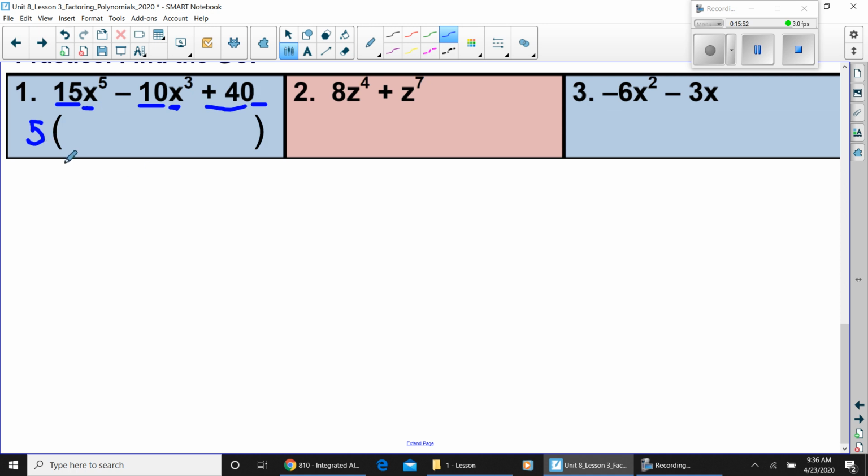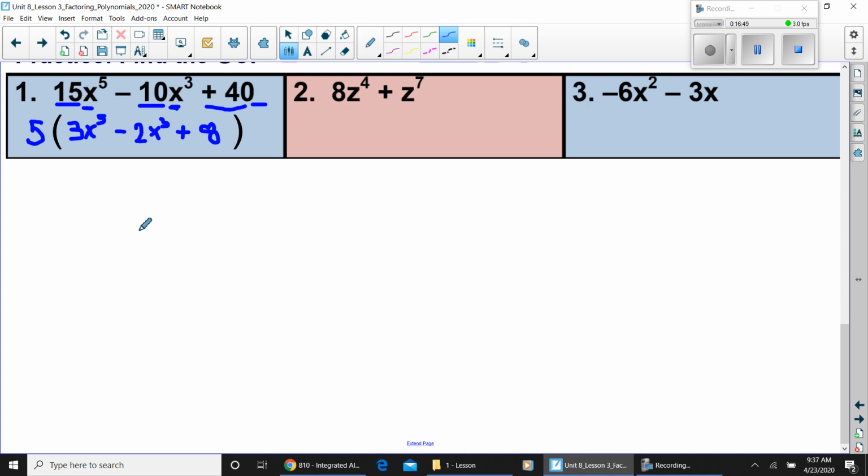So let's go ahead and just do the distributive property again in our heads. 5 times what number equals 15? 5 times 3 equals 15. And since we have no x out here, you're just going to copy that x to the fifth down. 5 times what equals negative 10? 5 times negative 2 equals negative 10. And this x to the third just comes down. 5 times what equals positive 40? 5 times 8. Almost forgot my multiplication table. 5 times 8 is 40. And that's about it.